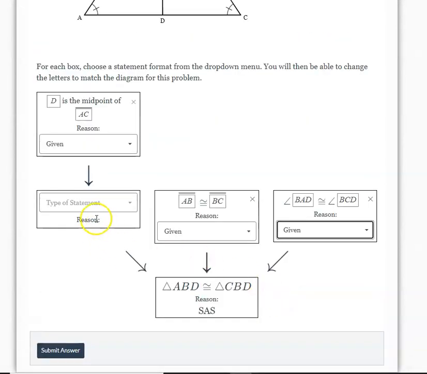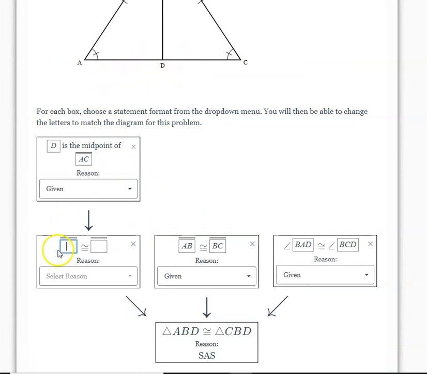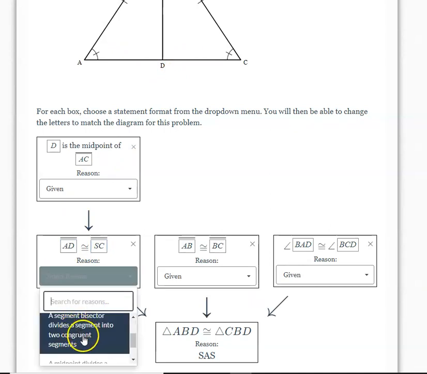So the reason here, we have two congruent items that gives me tick marks, and then with this midpoint here, we have to get the third set of things. Midpoint again divides this segment in half. So we're going to say that the two segments here are congruent. That's AD and DC. And the reason why they're congruent is a segment bisector, which is what this is, divides a segment into two congruent pieces.